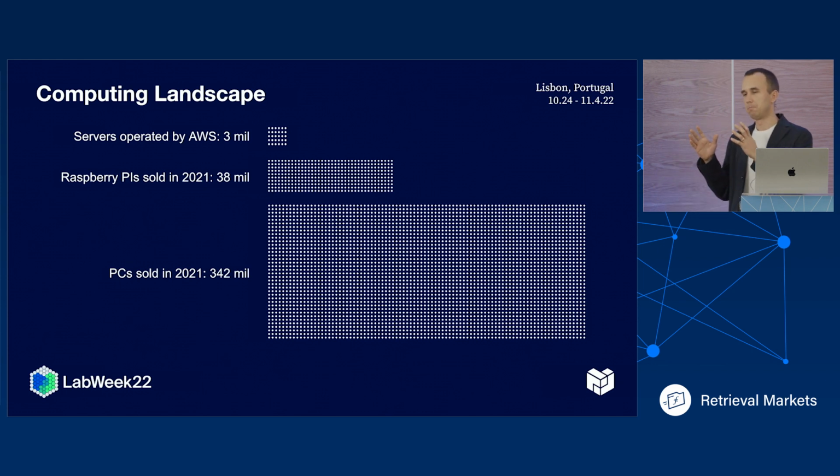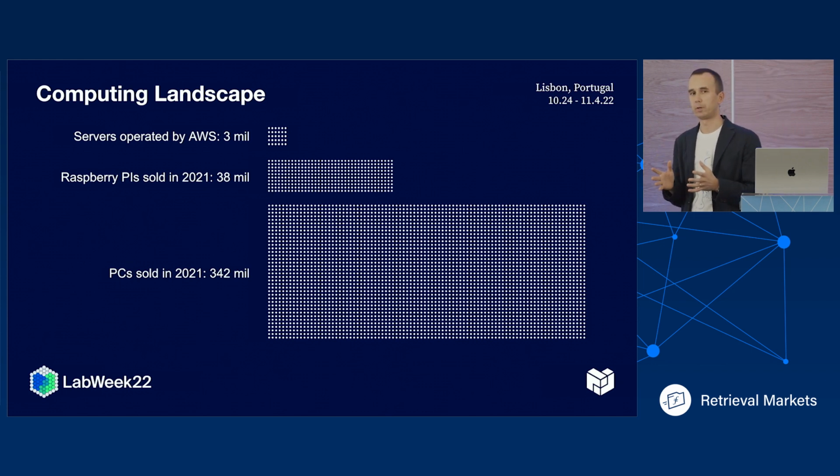So there are 100 or maybe 1,000 times more personal computers out there running in the world, not participating, not being connected to the decentralized economy. And the question is, how can we fix that?